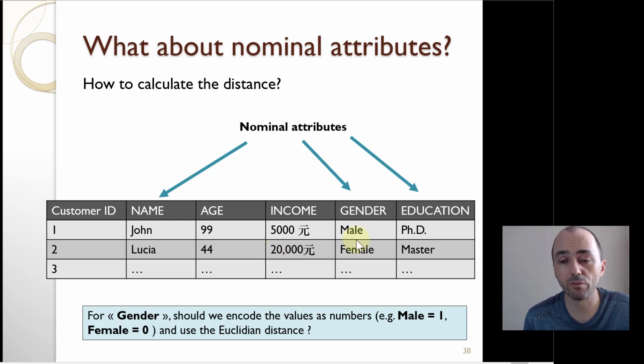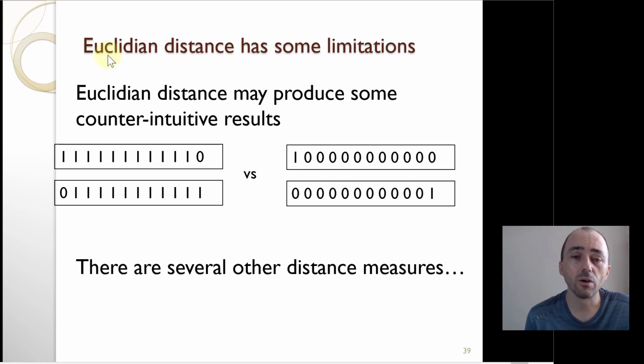One simple way, for example for the gender, is to give a number to each value. So for male the value is 1, and for female the value is 0. Okay, so that could work, but there are some other problems. Let me explain. In general, if we just use the Euclidean distance, it has some problems, especially if we do like I just explained, male and female, 0 and 1. Let me show you an example to illustrate the problem.